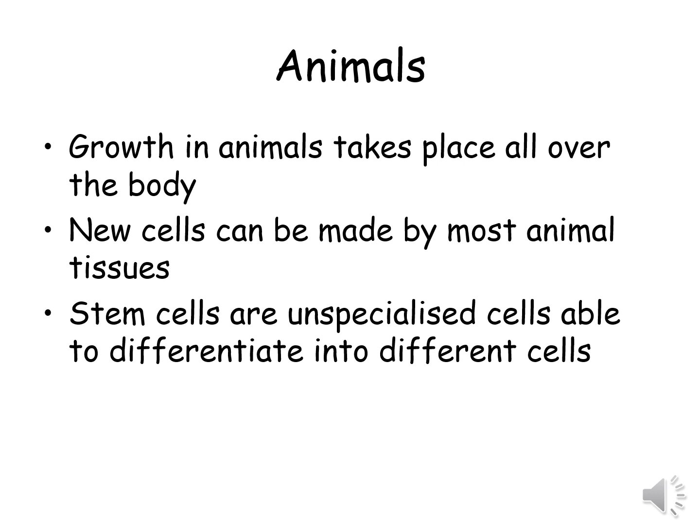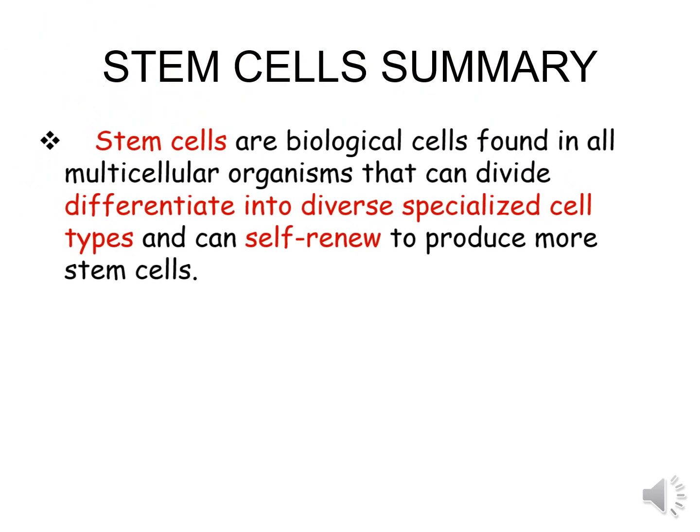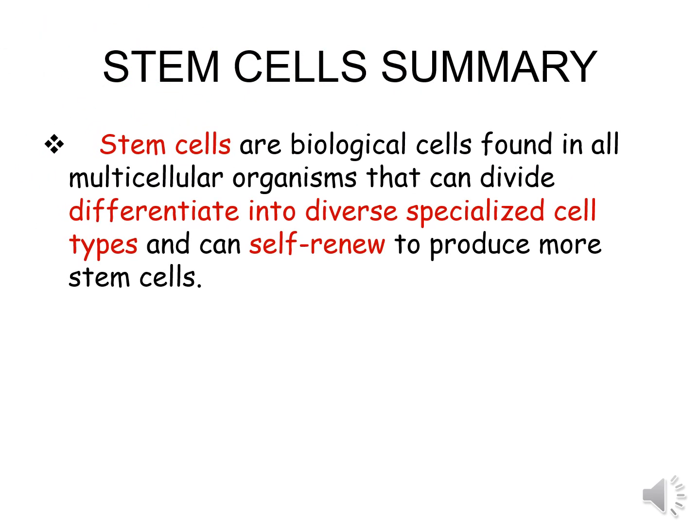So basically, stem cells are unspecialised cells that are able to develop into specialised cells to allow us to grow and also repair anything that's become damaged. So let's have a closer look at stem cells. Stem cells are biological cells. They're found in multicellular organisms, and they can differentiate, which means change their shape into specialised cells, and they also self-renew. We need stem cells to be able to make more stem cells.